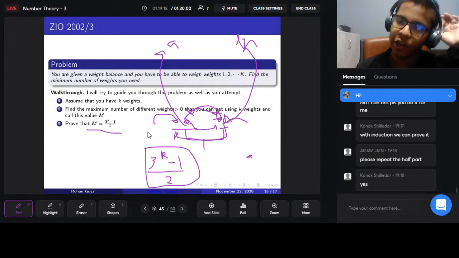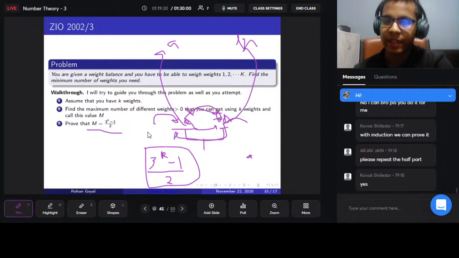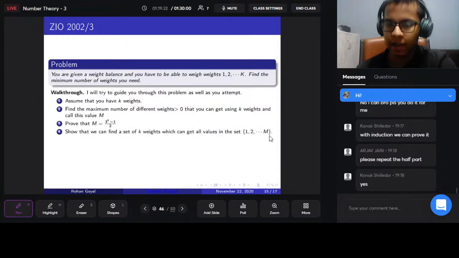So now try to prove that if the set is 1 to m, where m is this much, I can actually do it with k weights. I can find a set of k weights that actually work for this set.